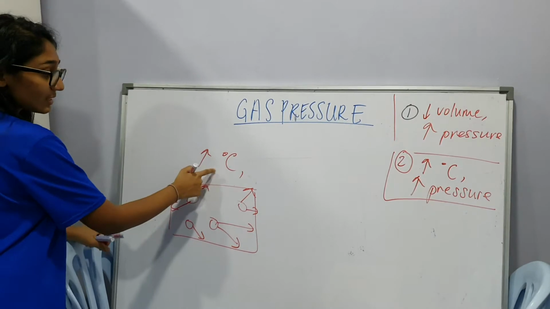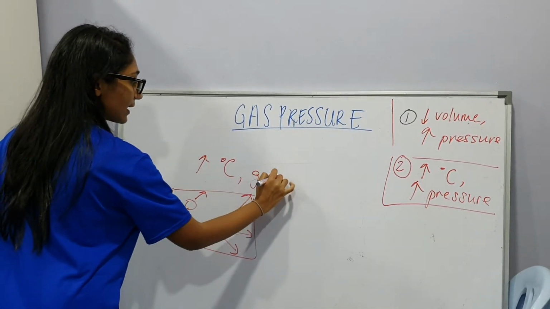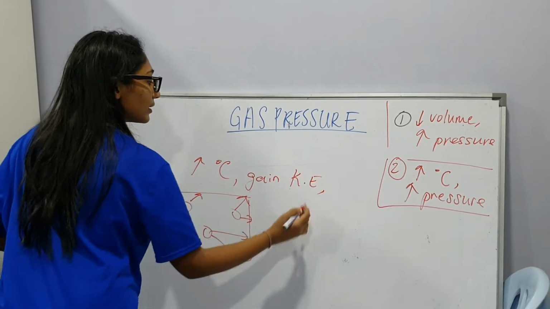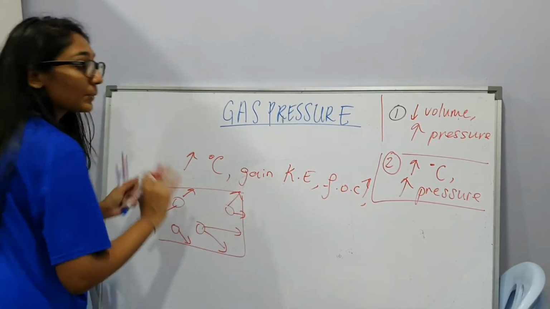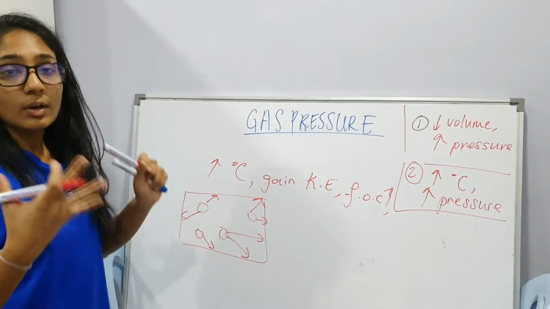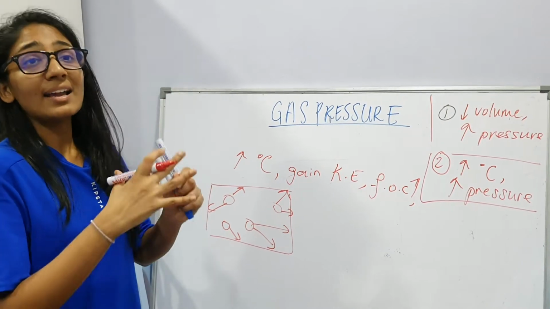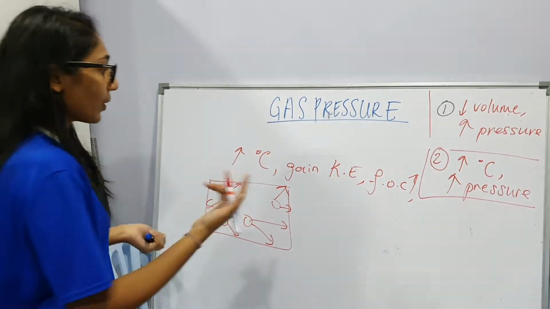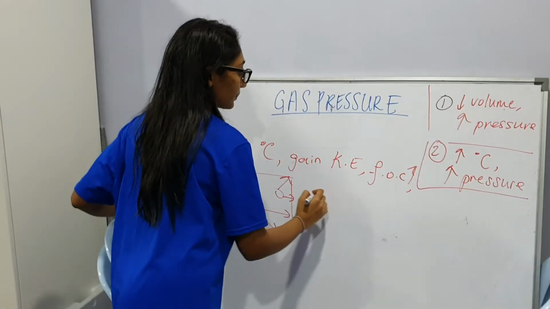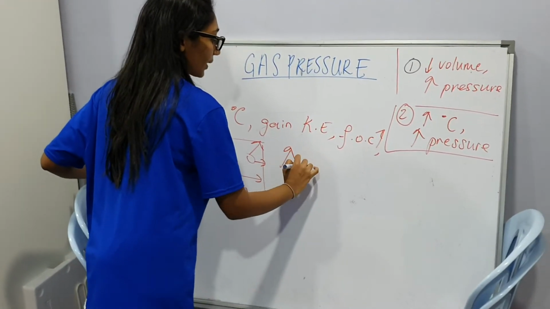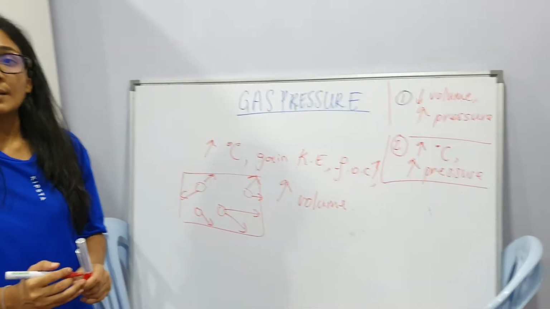So when you increase the temperature, the gas again gains kinetic energy, the frequency of collision increases, and it pushes the wall of the balloon, provided that the material holding the gas particles is stretchable. It will hit the wall of the balloon and the balloon will grow bigger. So the volume of the balloon will grow bigger.